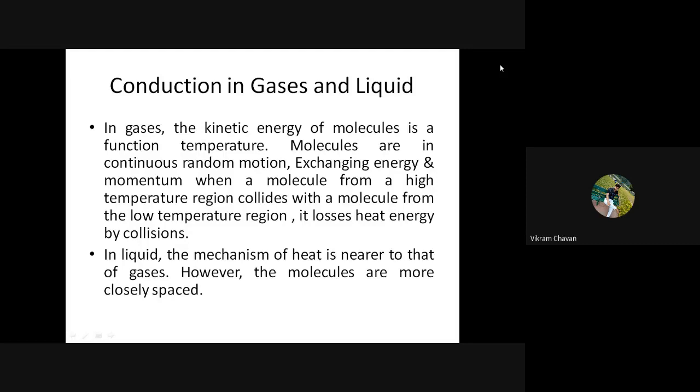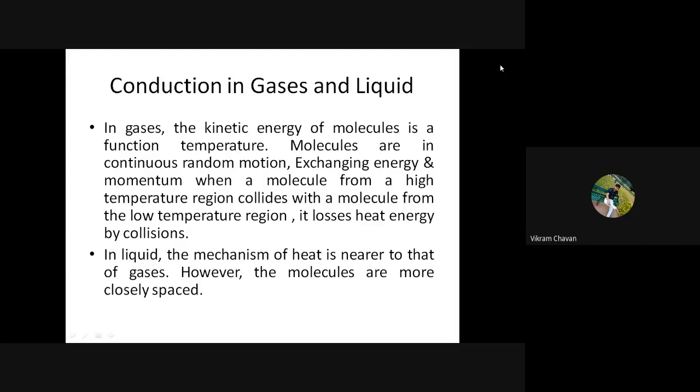Whereas in liquids, a similar kind of phenomenon will happen as in gases. But the molecules of a liquid are very close to each other, and intermolecular force exists between them. So in a liquid also, when a hot molecule collides with a cooler molecule, the heat will transfer from the hot molecule to the cooler molecule. Getting everyone? How will conduction happen in gases and liquids?